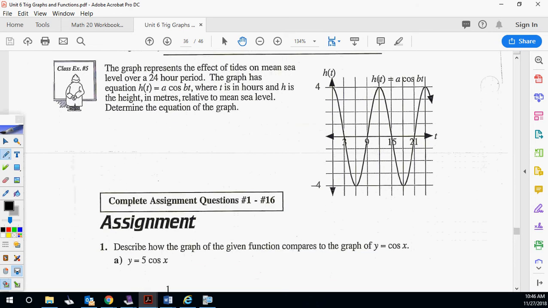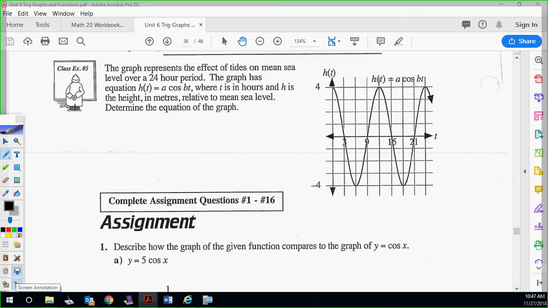The graph represents the effect of tides on a mean sea level over a 24-hour period. The graph has an equation, h of t equals a cosine bt, where t is in hours and h is the height in meters relative to the mean sea level. Determine the equation of the graph. So we have to determine this cosine curve. For the cosine curve, we know that cosine starts right here. Where's it starting here? Okay, so it looks good. So the amplitude's 4.